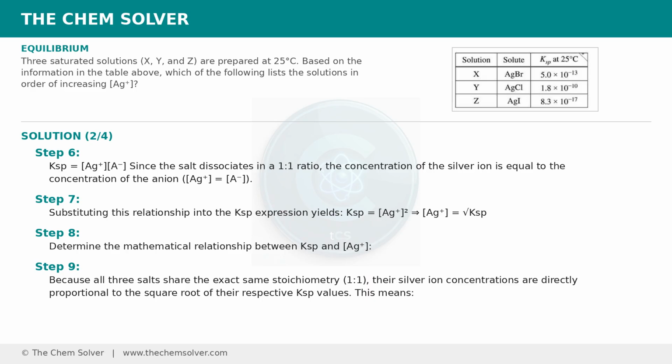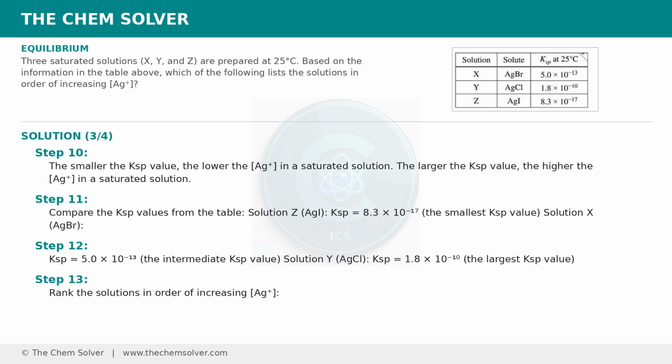Determine the mathematical relationship between Ksp and [Ag⁺]. Because all three salts share the exact same stoichiometry, 1:1, their silver ion concentrations are directly proportional to the square root of their respective Ksp values. This means the smaller the Ksp value, the lower the [Ag⁺] in a saturated solution. The larger the Ksp value, the higher the [Ag⁺] in a saturated solution.